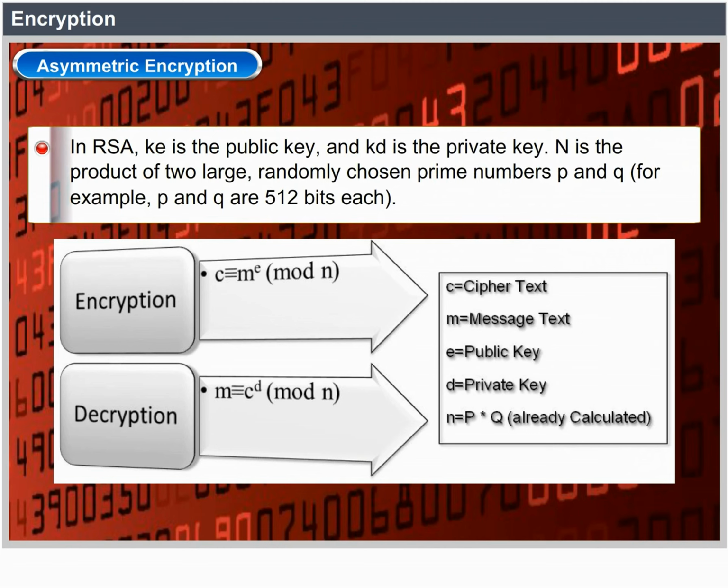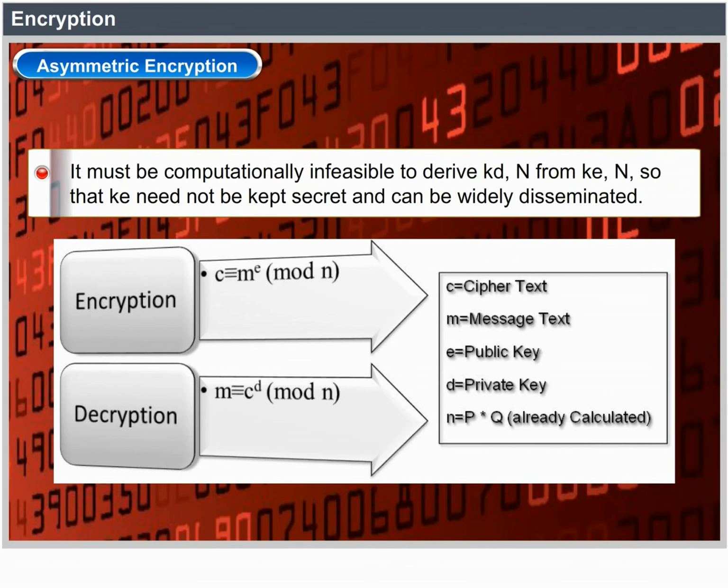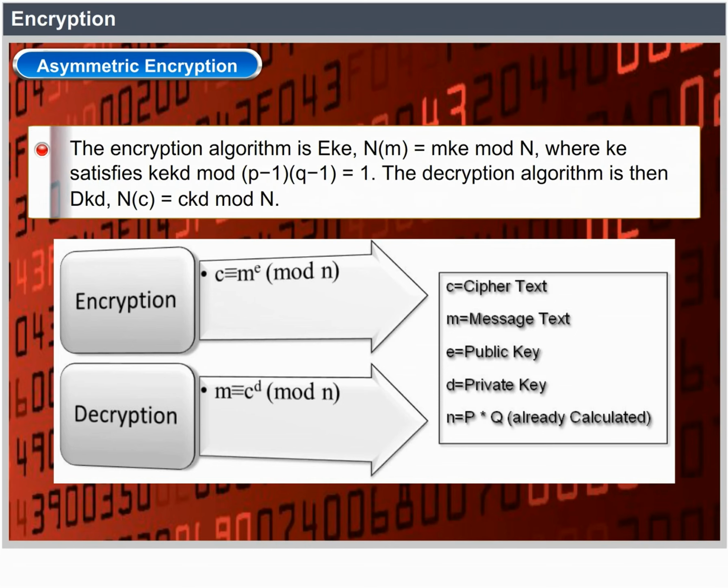For example, P and Q are 512 bits each. It must be computationally infeasible to derive KD, N from KE, N so that KE need not be kept secret and can be widely disseminated. The encryption algorithm is E KE,N of M equals M^KE mod N, where KE satisfies KE KD mod (P minus 1)(Q minus 1) equals 1. The decryption algorithm is then D KD,N of C equals C^KD mod N.